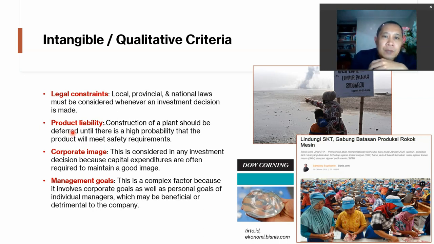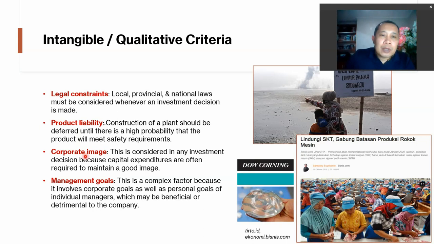So construction of a process plant should be deferred or delayed until the company is sure, or reasonably sure, that the product will meet safety requirements and will be safe. This is an example of a famous case in the 1970s and 1980s involving the company Dow Corning. And the product is breast implants. You can browse the internet. This is a very well-known case of litigation against a company based on health issues, or product safety issues.